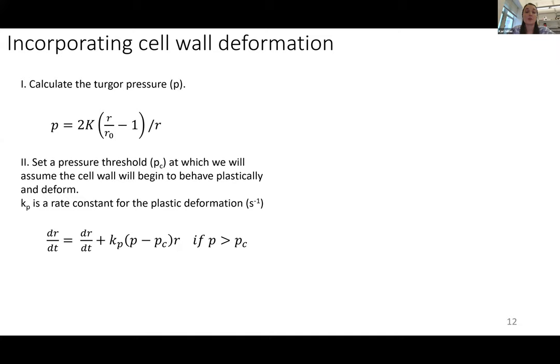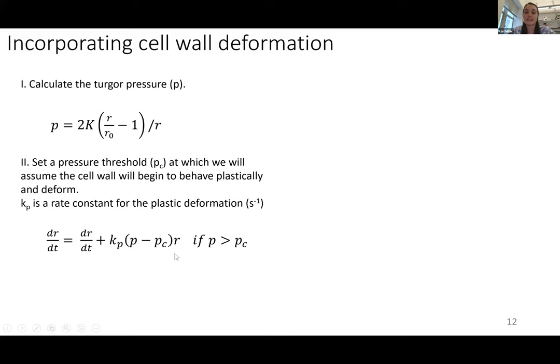In order to do this, we did have to add another rate constant. So that's this KP value. The units of that are inverse seconds. And so by adding this, it alters our calculation of the change in the radius. So the dr/dt is now our regular dr/dt plus this extra factor, which is the rate constant and the pressure minus the pressure threshold multiplied by the radius.